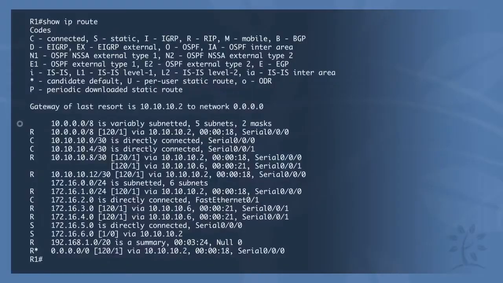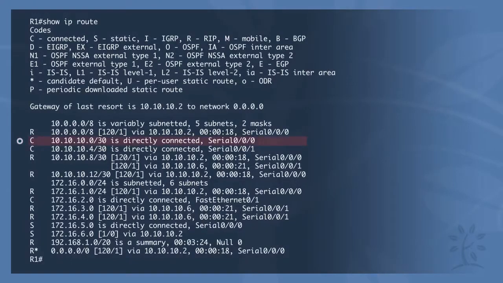Level 1 routes. It is a parent route that does not have an exit interface or next hop address to send packets to. An example of this would be the 10.0.0.0/8 address. A level 2 route. A level 2 route is the same as a child route, which is a subnet of a classful network address.